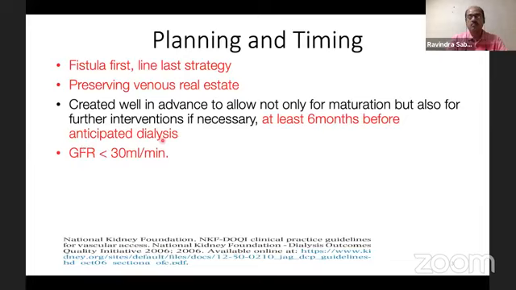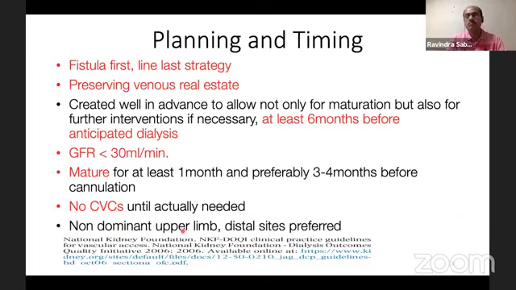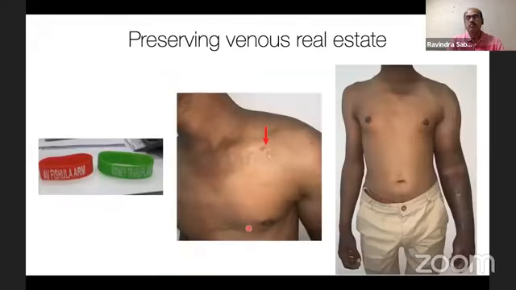A patient should be referred for AV fistula surgery when his or her GFR falls below 30 ml per minute. That is the standard National Kidney Foundation KDOQI guideline. It should be allowed to mature for at least 1 month and preferably 3 to 4 months before cannulation. Central venous catheters should never be put until they are actually needed, and non-dominant upper limb distal sites for AV fistula are almost always preferred. If they are not available, then you may move up on the extremity. This is very important in any dialysis transplant centers.